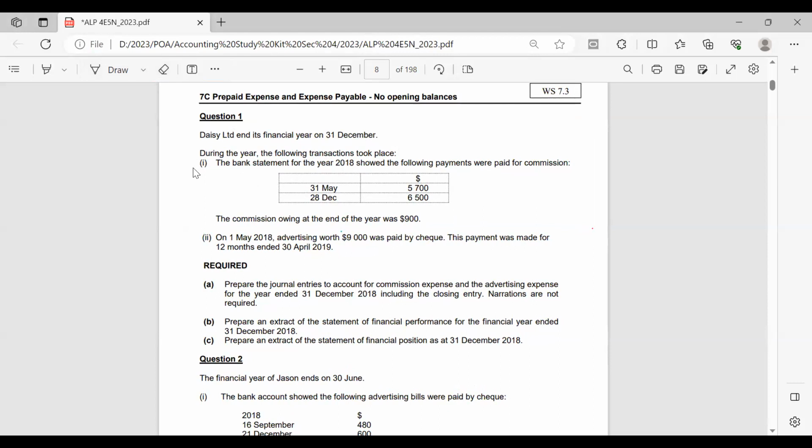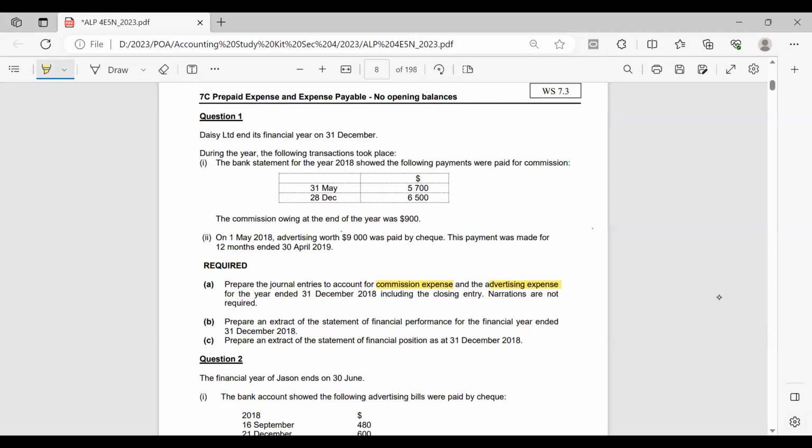Okay, so for information, all this information is related to commissions. And then information 2 involves the one on advertising. For these questions, if you look at the journal requirement, we are supposed to do both commission expense as well as advertising expense. So as you are reading the questions, you will have to make sure you break down the relevant parts into the one that you want to do.